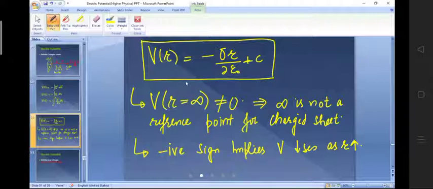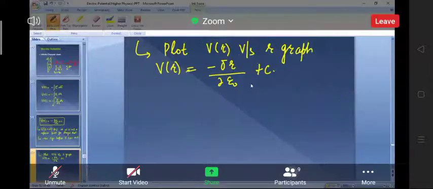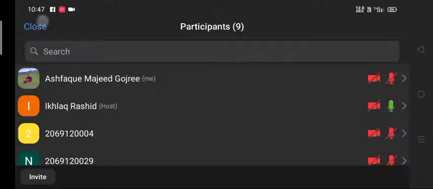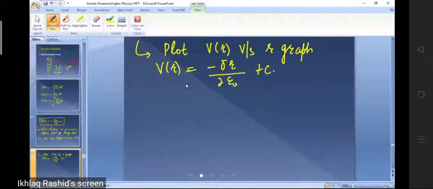One more point you will have to remember here. You know that the electrostatic field is the negative gradient of potential. If you calculate the negative gradient with respect to R, the minus will become positive, sigma by 2 epsilon 0. Differentiation of R with respect to R is 1, differentiation of a constant is 0. Simply, the electrostatic field will obviously be equal to sigma divided by 2 epsilon 0, due to the infinite uniformly charged sheet.